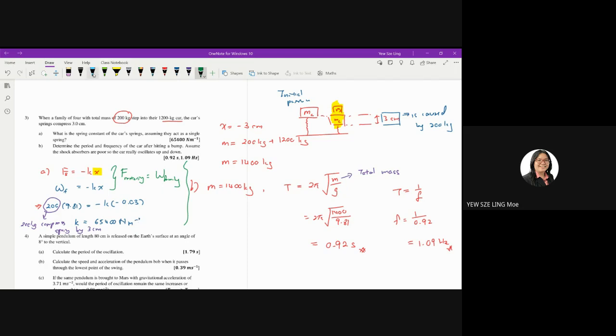Oh, I made a mistake filling in here. Sorry, I make a mistake here. So it should be m over k. Your k is 65400. You use k from question A in question B. So T equals 2 pi square root m over k. From here you obtain the period. By using the period, you obtain the frequency.